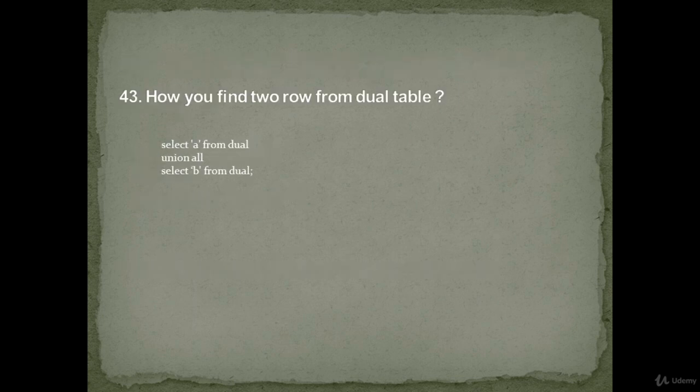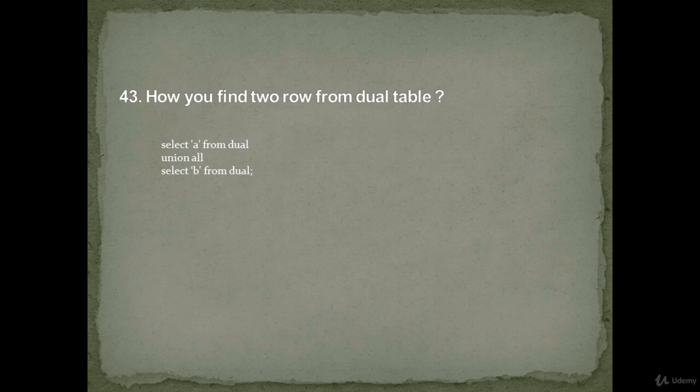How do you find two rows from dual? By default, the dual table has one row, one column. But if we want to find two rows from the dual table, how can we do it? It's very simple. Union all, because union all will give you the entire rows from both queries. So our first query: select A from dual, union all, select A from dual.